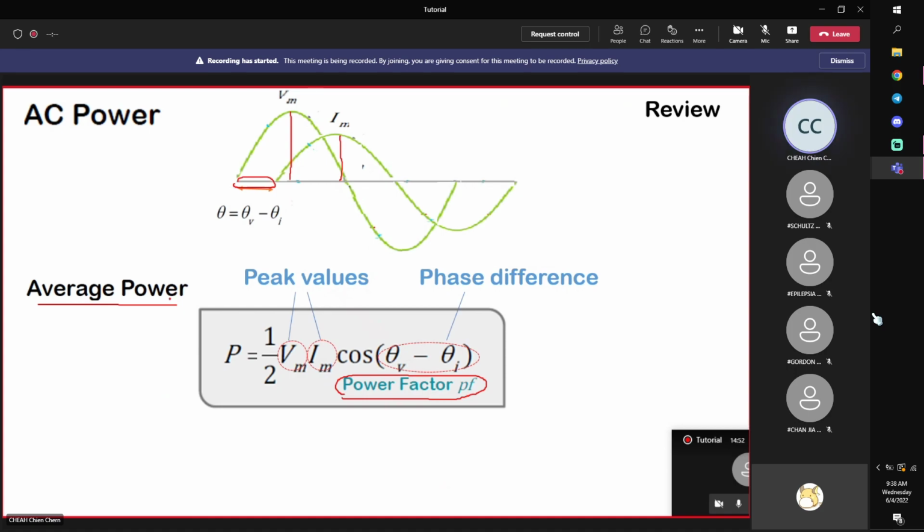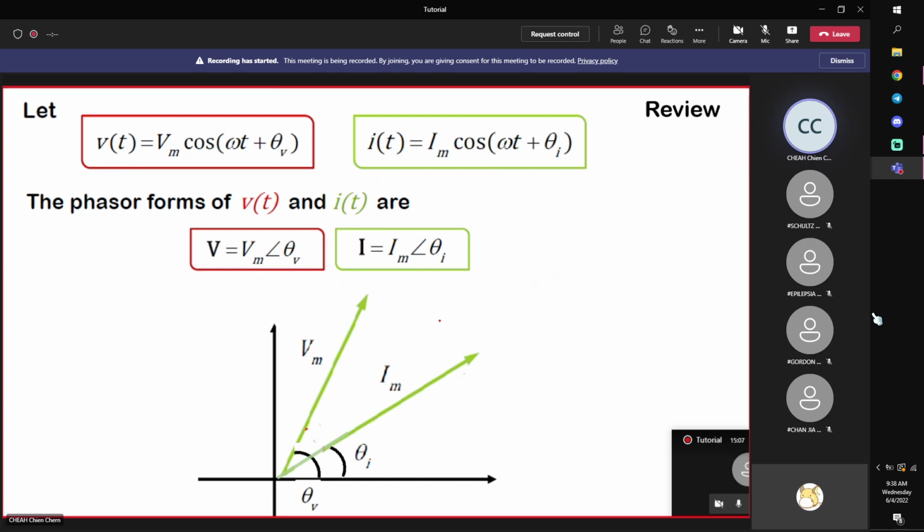So for this tutorial, take note that in order for us to know the effective power or average power, we basically need to know the peak values of the voltage and current and the phase difference between them. AC signals are easier to analyze in phasor form. The phasor forms of these two AC signals, as we know from the last tutorials, can be represented by a complex number, where the magnitude of the complex number in polar form is basically your maximum value.